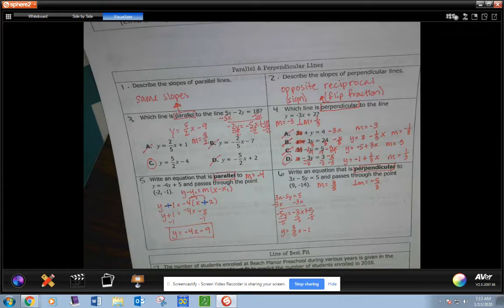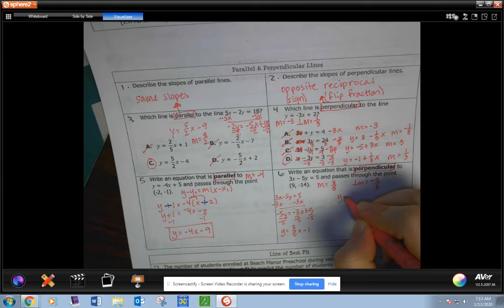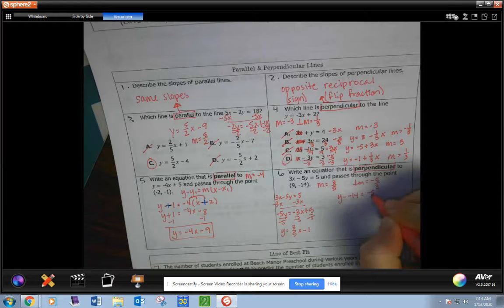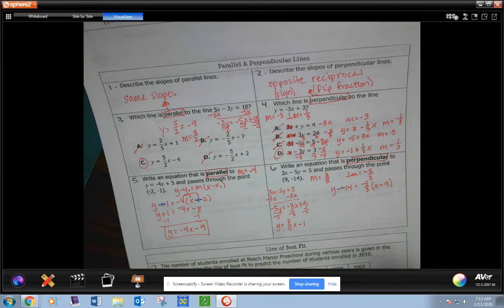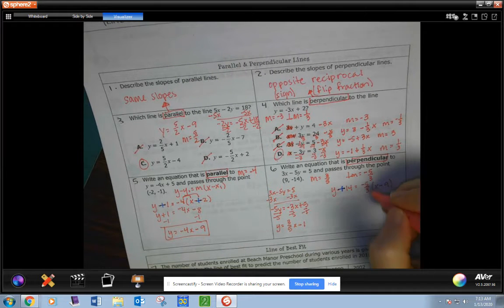Okay, so when I solve this problem, we're going to do y minus, and the y1 is negative 14 equals negative 5/3 times x minus, and x1 is 9. Again, the first thing I'm going to do is fix that double negative. Oh, my pen. There we go. And now I'm just going to distribute and solve.